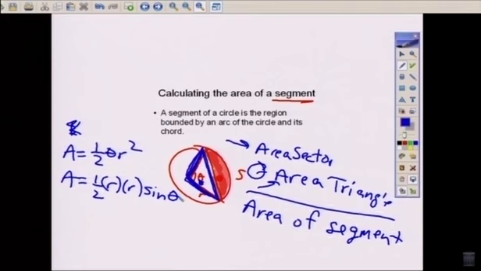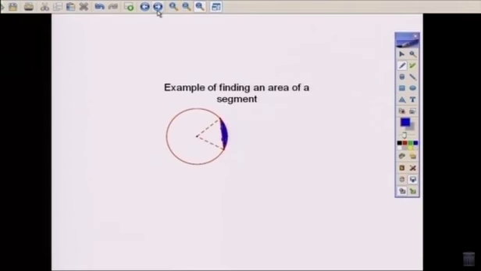So let's look at an example. Finding the area of this segment, let's say that we start with a radius of 4, and we are going to start with a central angle of pi over 7. So take a few moments and try to calculate the area of the sector, which is this area that is shaded in blue.